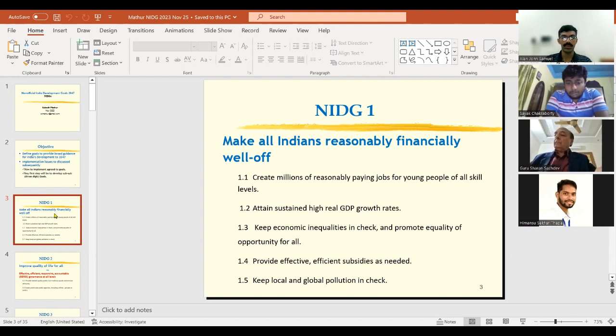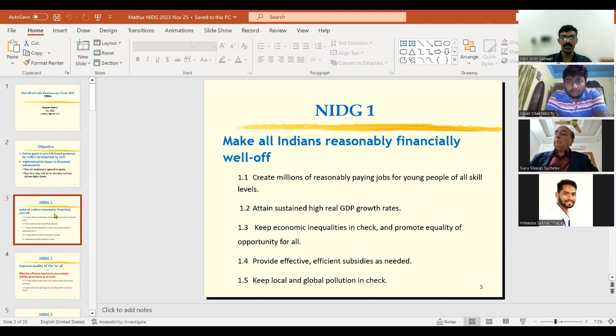And then provide effective, efficient subsidies as needed. The economic model that we have in India doesn't reach everybody; the benefits don't reach everybody. We have to have subsidies. And I fear that India is now in subsidy raj, where subsidies are unchecked and too much in number, and there's no clear discussion.